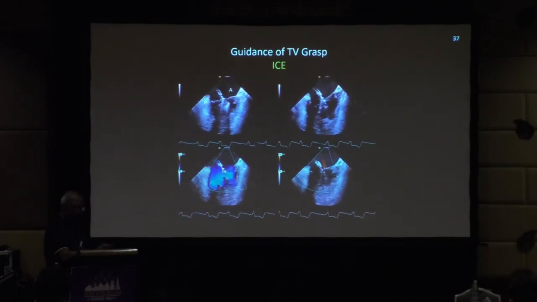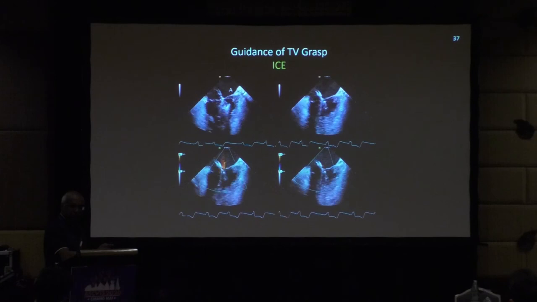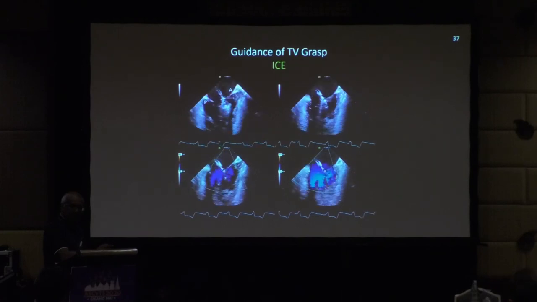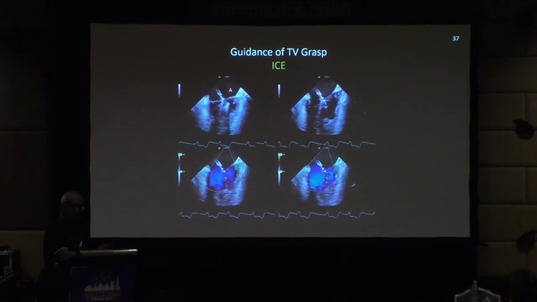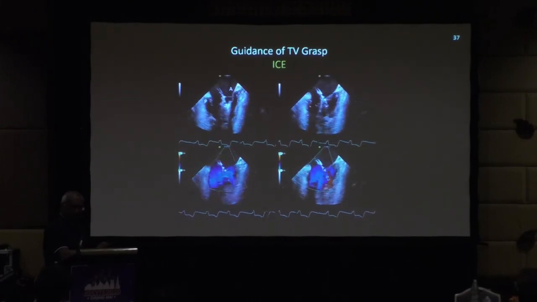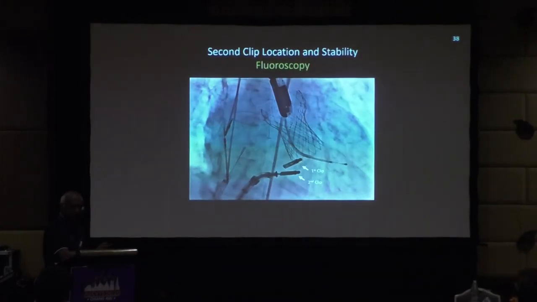Here is a second clip in the same patient. So the advantage of intracardiac echo is that it does not have artifacts even when you already have a clip in place. With TEE, oftentimes it's very difficult to understand if you're grasping the clip or you're grasping the leaflets in another location. Intracardiac echo has good resolution, especially the 2D ICE catheters.